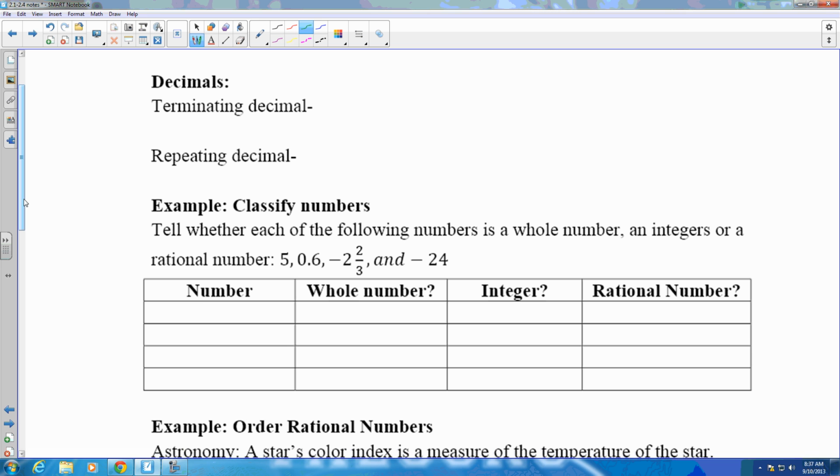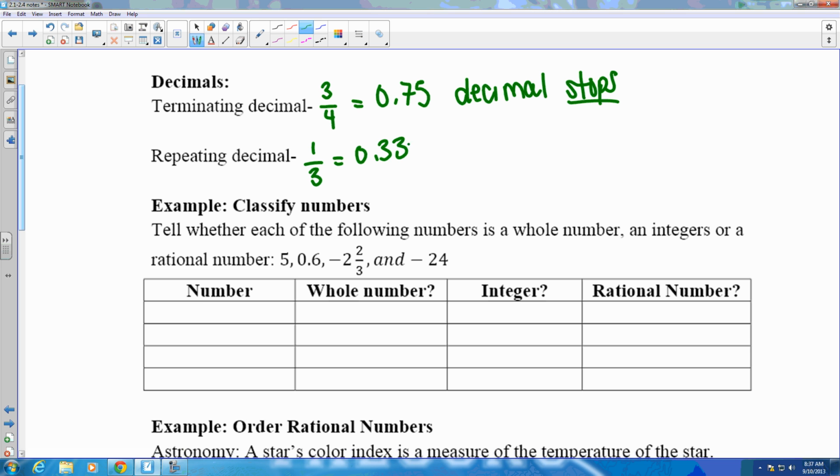Okay, there are two different kinds of decimals: terminating decimals and repeating decimals. So terminating, if we do 3 divided by 4, we get 0.75. It's a terminating decimal because the decimal stops. A repeating decimal is like 1/3, which turns into 0.33, and that 3 goes on forever. That's a repeating decimal because the decimal goes on forever.